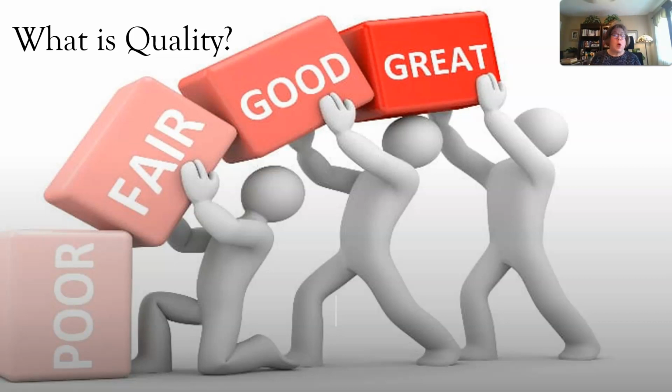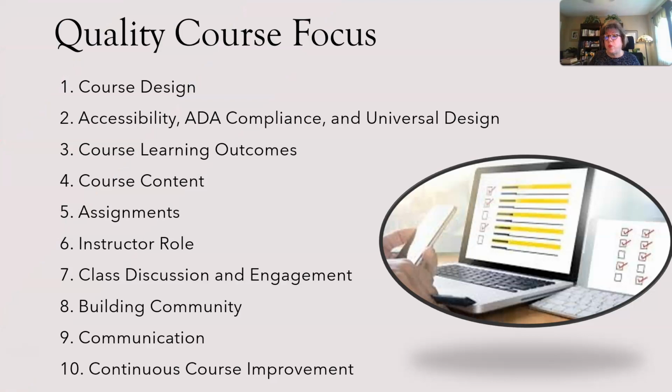But there's also Quality Matters, and many different universities have also created their own rubrics. But let's focus on what we will be doing utilizing the Online Learning Consortium scorecards. And so we're going to be looking at a quality course with our focus on course design, accessibility and ADA compliance, along with universal design, course learning outcomes, course content, assignments, the instructor role, class discussion and engagement, building community, communication, and continuous course improvement.